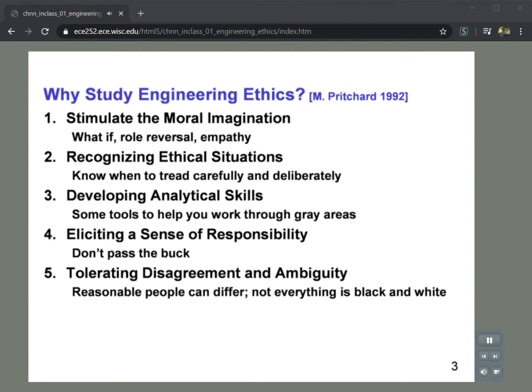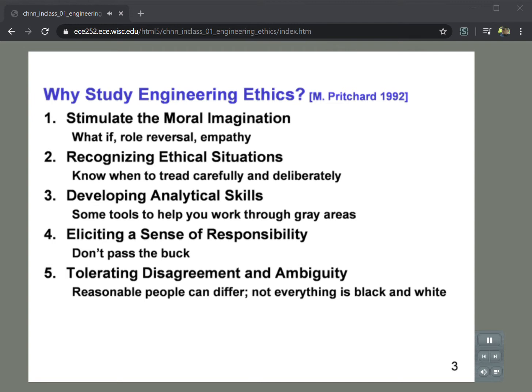Second reason would be to help you recognize ethical situations, so that you'll be aware that you've now entered into the realm of decision making where ethics come into play, and you should probably be quite deliberate and careful about the path that you choose to follow. Whereas most of the time, truthfully, probably the vast majority of the time in our engineering work, we don't have to grapple with difficult ethical issues.